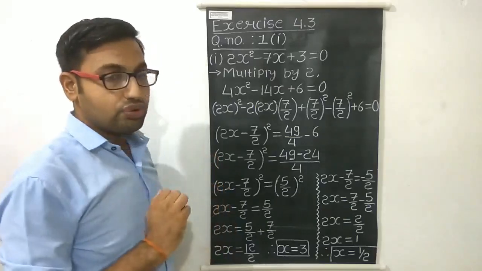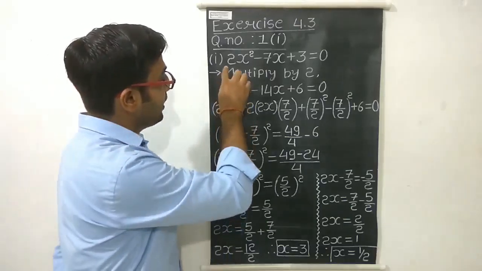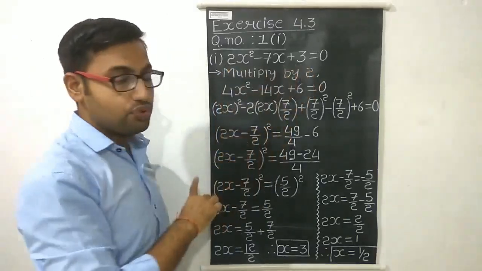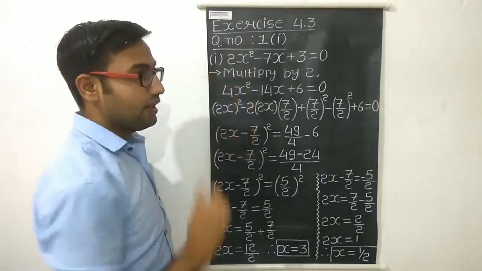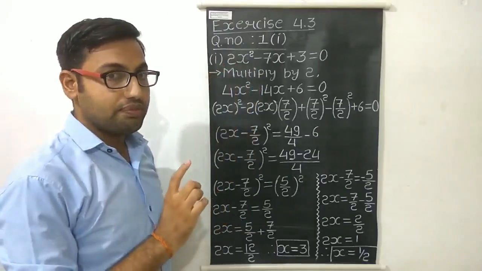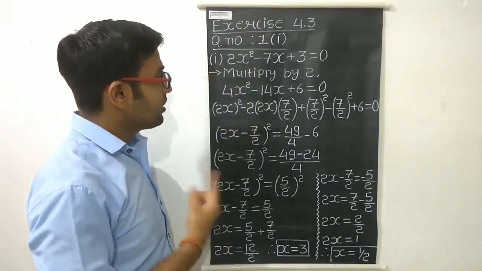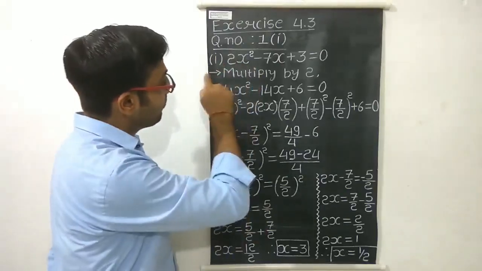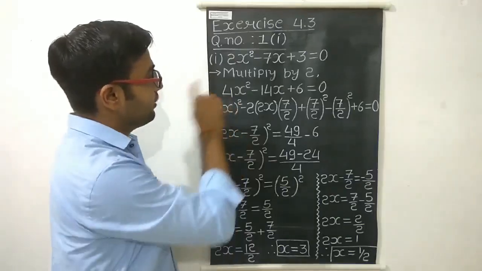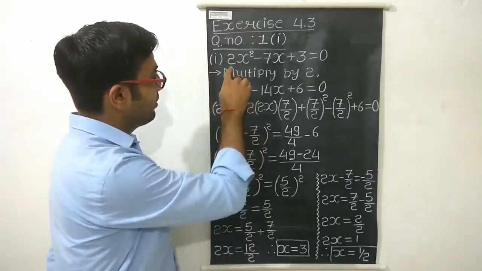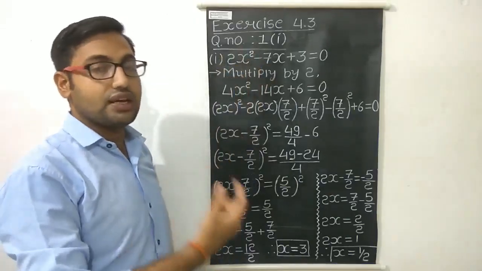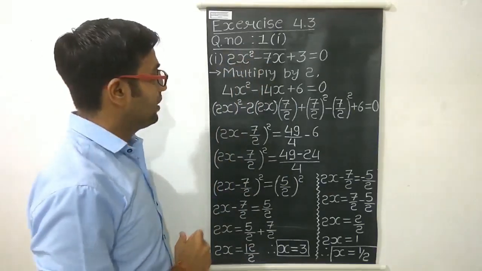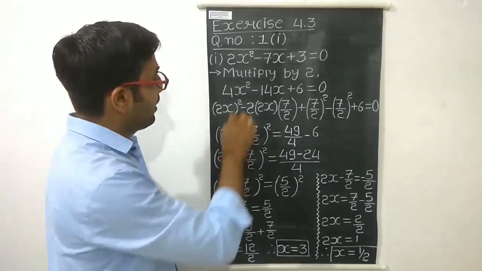So first of all we have to make this first term a complete square number. We can do two things here. Either we can divide the whole equation by 2. By doing this, 2 will cancel out, only x square remains, and x square is a perfect square number. Another thing we can do is multiply the whole equation by 2. By doing this, we get the first term as 4x square, and 4x square is again a perfect square number. So we will use the second method here.